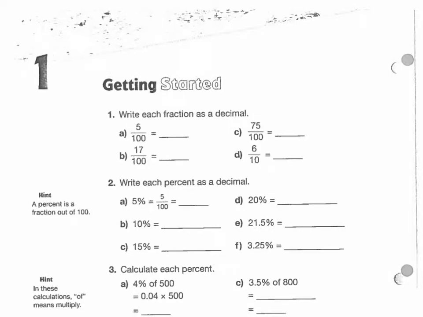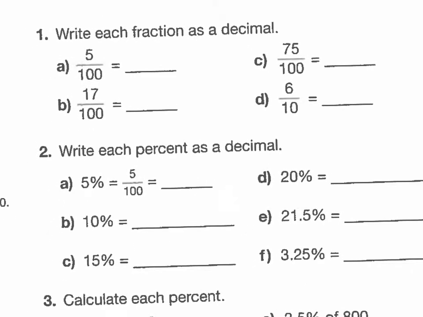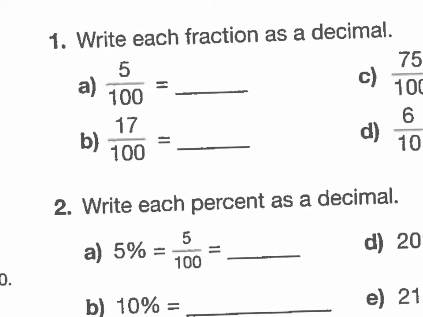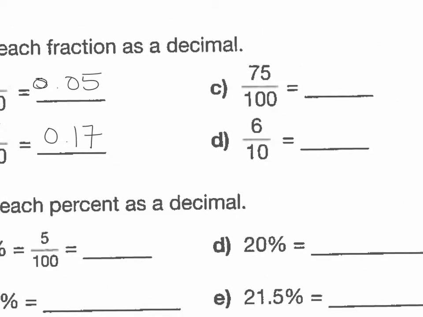So getting started, let's write each fraction as a decimal. On your calculator you can do 5 divided by 100, and that'll get you 0.05. And the next one, 17 divided by 100, will give you 0.17. A couple for you to try. Here, 75 divided by 100, on the calculator you'll get 0.75, and for this one you'll get 0.60.